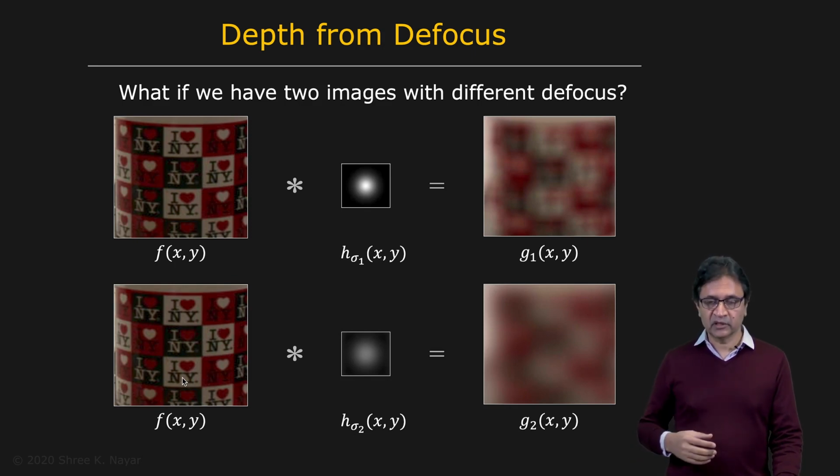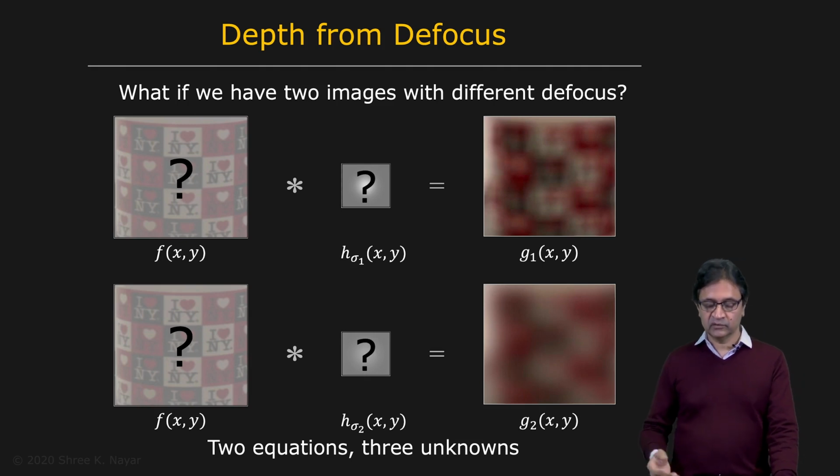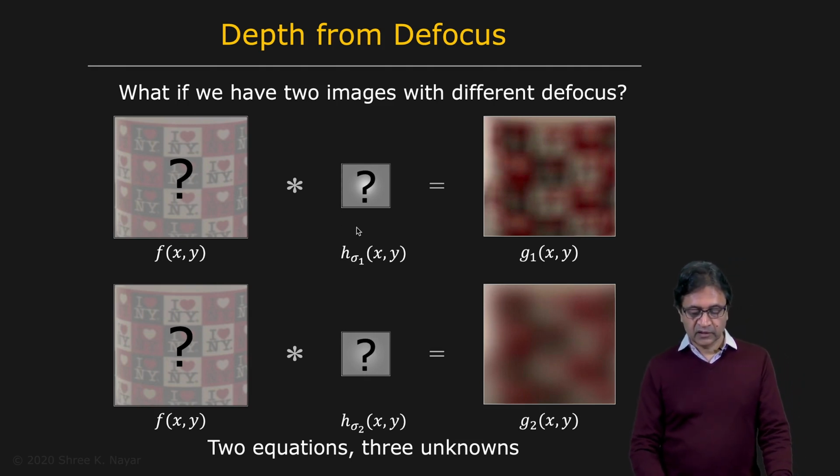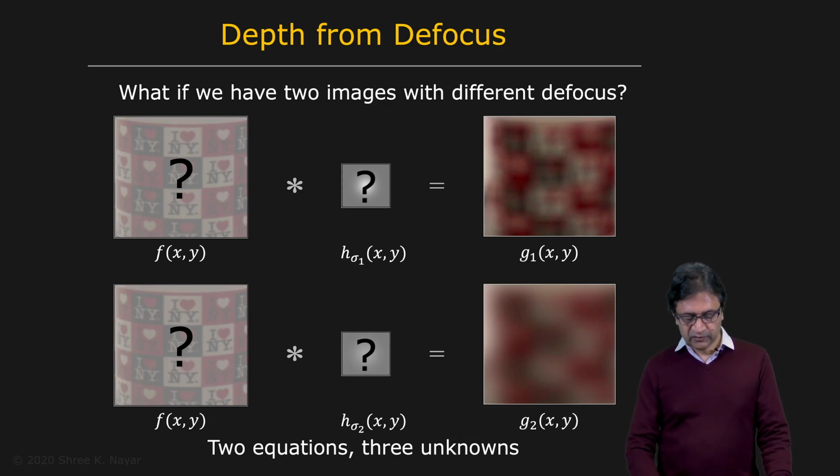We've never seen this object in focus. And we also don't know the two PSFs, the two widths of the PSF. We know the model of the PSF, but we don't know what the width sigma 1 is or the width sigma 2. So what do you have now? Well, you have two equations, but you have three unknowns. The three unknowns being F, sigma 1, and sigma 2. So it seems like every image that you capture, you're going to be short by one equation. The number of unknowns is going to be one greater than the number of equations.